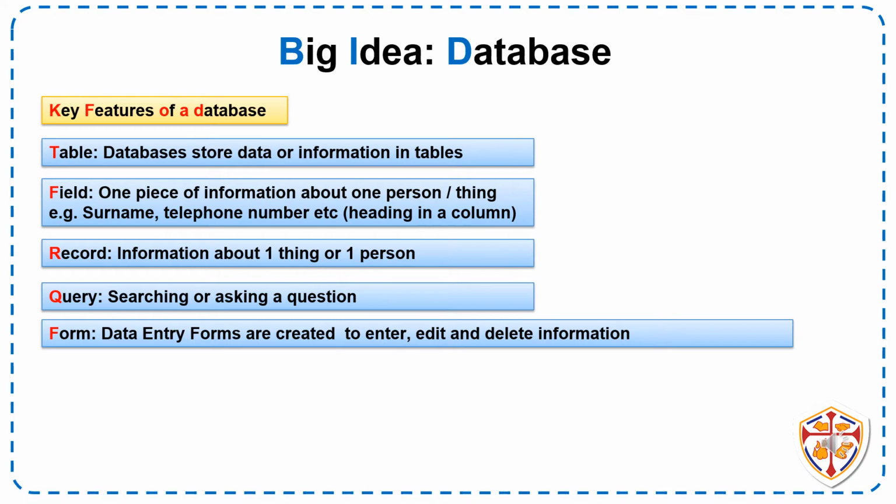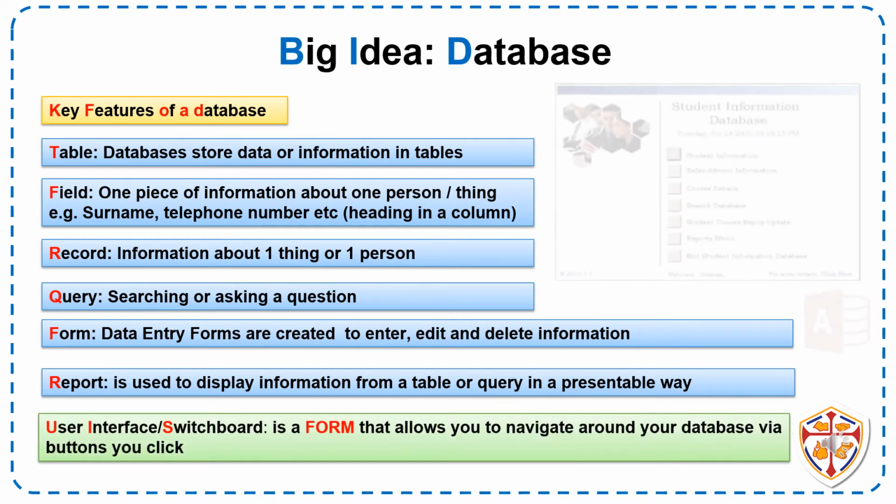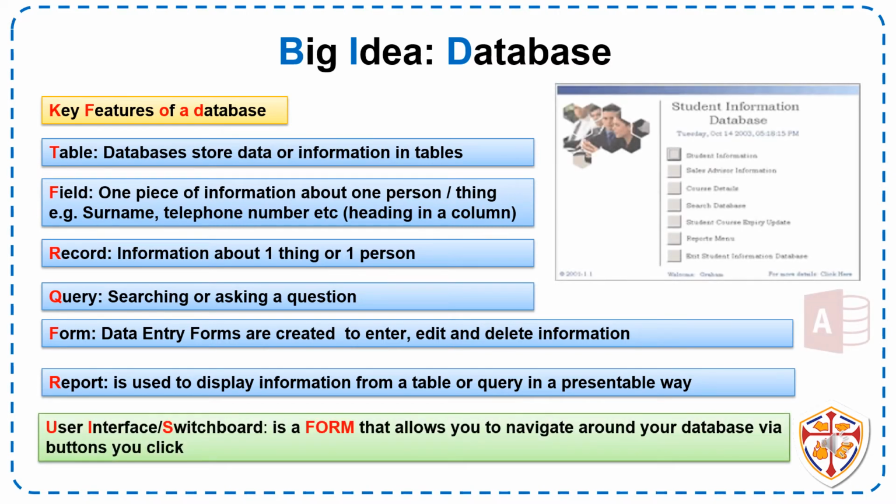A query. Databases use queries to search information or ask a specific question to find the answer. A form. A form is like a data entry form. You can create these within the database to enter and edit, delete information. A form is a more presentable way of entering the data rather than in a table. Reports can be made. Reports in a database are used to display information from a table or a query in a more presentable way.